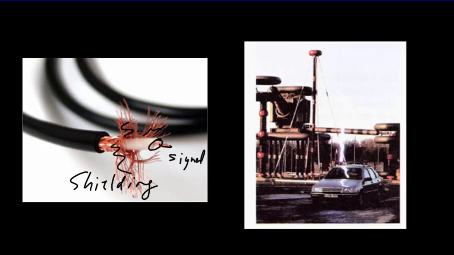And this last one here, we've got a car being hit effectively by lightning, but inside the car, E is zero. So you should still be safe inside your car. It's basically a metal box. You should still be safe inside your car when it is hit by lightning.